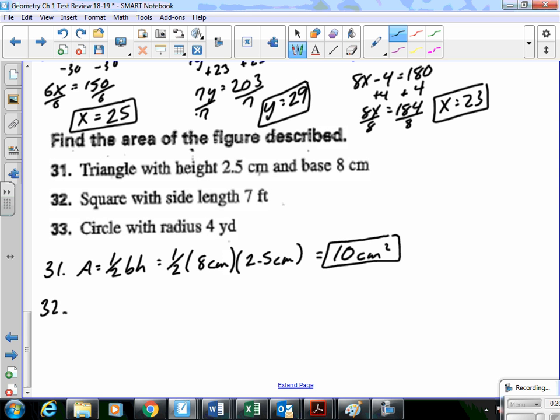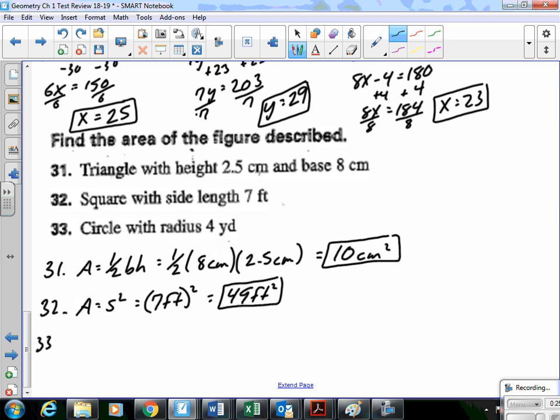All right, 32, a square with a side length of 7 feet. So area of a square is the side length squared. And the side length is 7 feet. So we square that to get the area of a square. 49 feet squared.